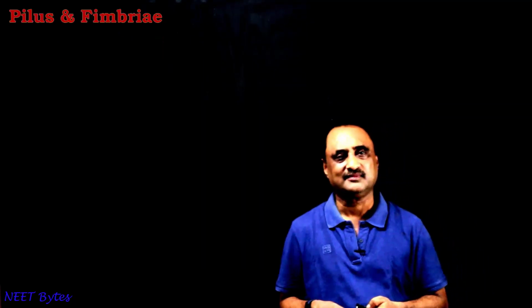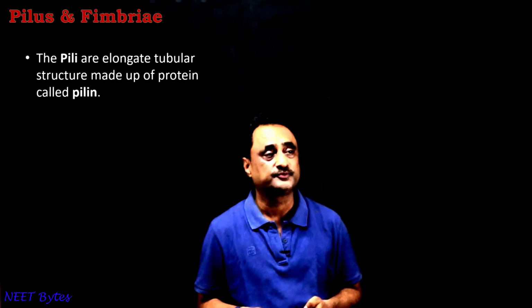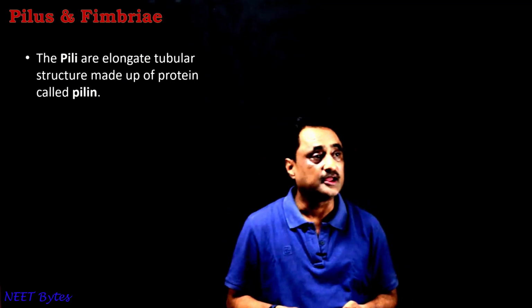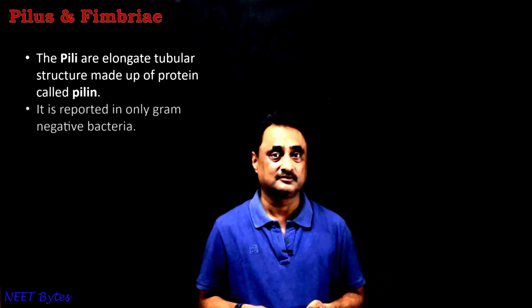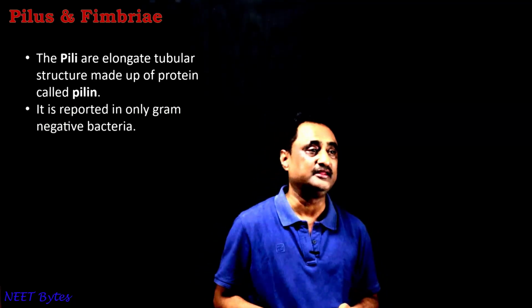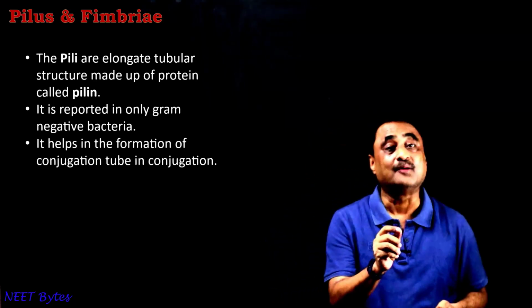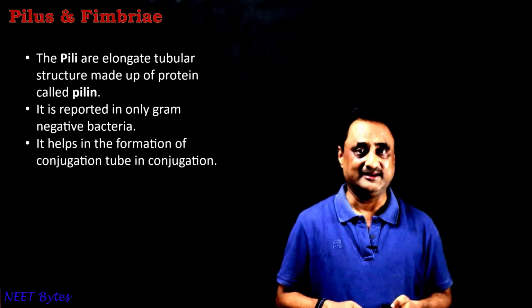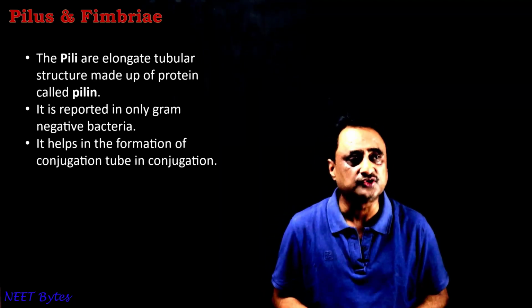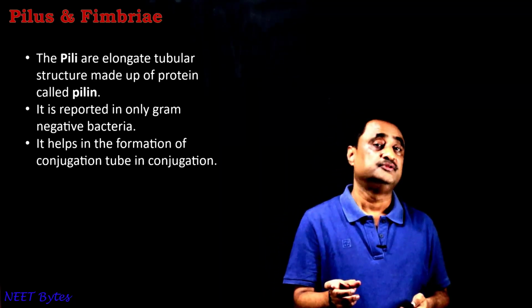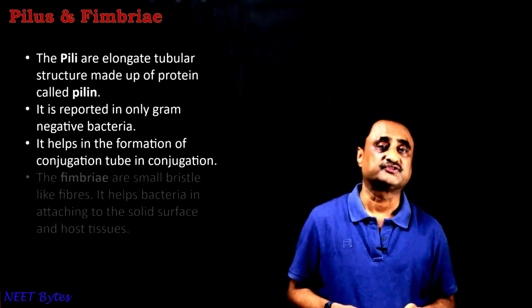Okay. Now let's talk about one more thing, that is pilus and fimbriae. Mind it, the pilus is an elongated tubular structure that is made up of a protein we call pilin. Flagella had flagellin, here it is pilin. Now, pilus is reported only in gram-negative bacteria, right? And what is their function? It helps in the formation of the conjugation tube, right? During genetic recombination, and one of the types of genetic recombination is conjugation.